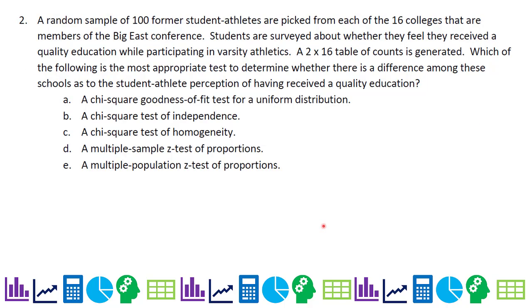Number 2, a random sample of 100 former student athletes are picked from each of the 16 colleges that are members of the Big East Conference. Students are surveyed about whether they feel they received a quality education while participating in varsity athletics. A 2 by 16 table of counts is generated. Which of the following is the most appropriate test to determine whether there is a difference among these schools as to the student-athlete perception of having received a quality education? So they said difference among these schools. So they're trying to see if they're different or if they're homogeneous, which means it's a chi-square test of homogeneity.